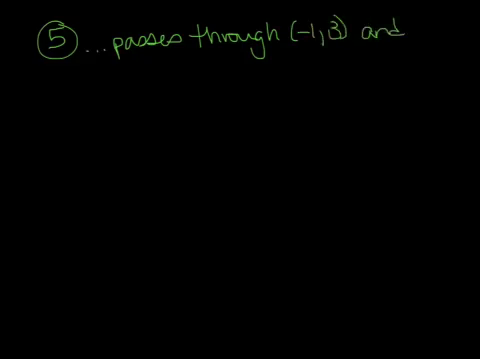So for our next problem, I want you to do this on your own. We're going to be finding the equation of the line that passes through the point negative 1, 3 and has a slope of negative 4. So go ahead, pause, and do this one on your own, please.